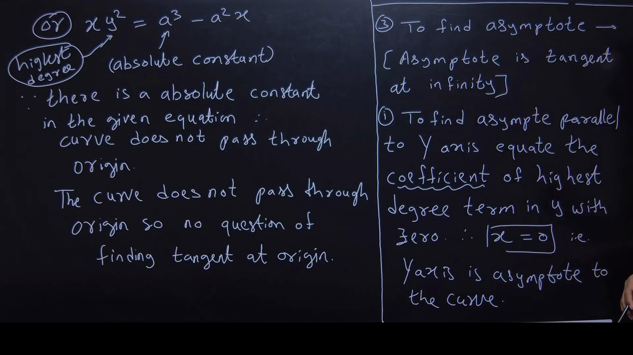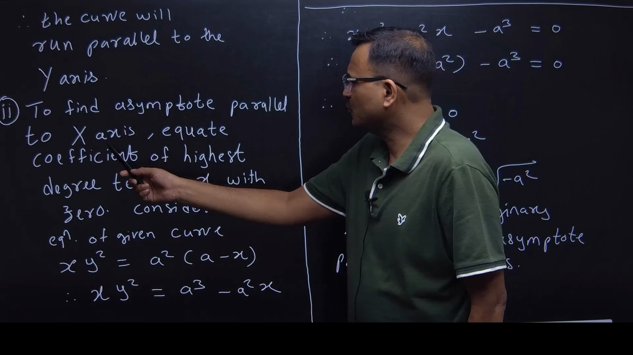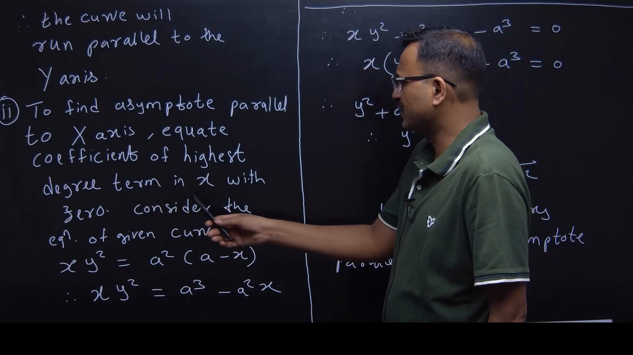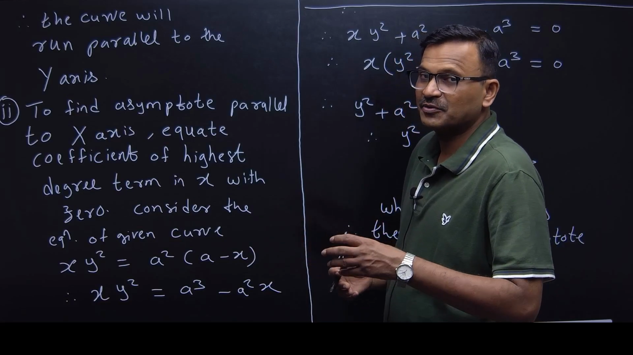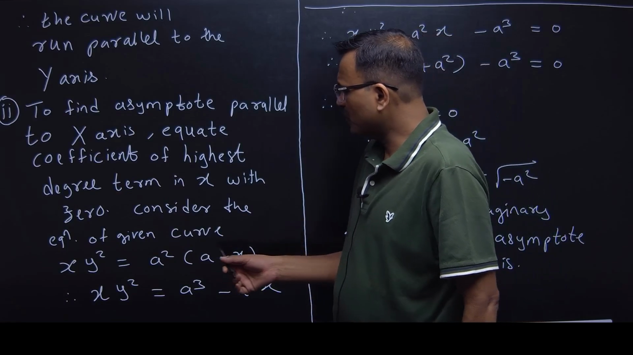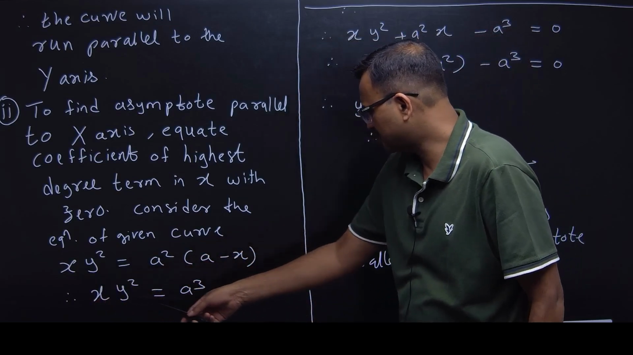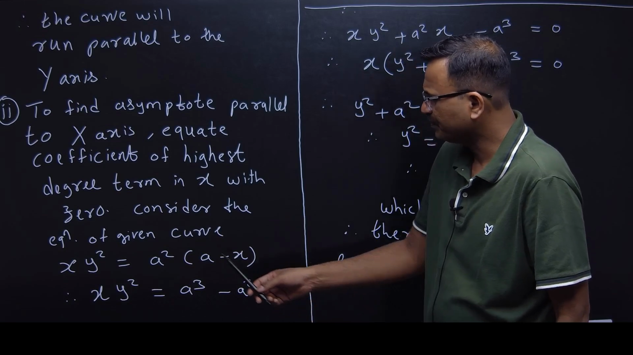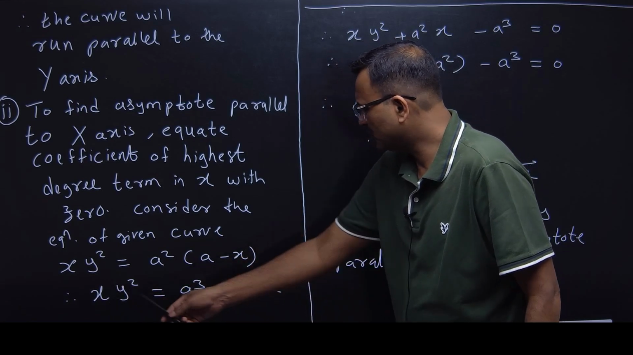Similarly, we'll check if there is any asymptote parallel to x-axis. Now, to find asymptote parallel to x-axis, we have to equate the coefficient of highest degree term in x with 0. एसिम्पटोट पैरेलल टू x फाइंड करने के लिए हम क्या करेंगे, जो x की हाईएस्ट डिग्री टर्म है उसका कोएफिशिएंट इक्वल टू 0 करेंगे. अभी ये जो गिवन इक्वेशन था उसे मैंने एक्सपांड कर दिया फिर एक बार. इसमें देखिए कि x के दो टर्म्स है और दोनों में x का पावर सेम है, x raised to 1. So the highest degree term in the given equation is of x, and that is x raised to 1, and in both the terms degree of x is 1.